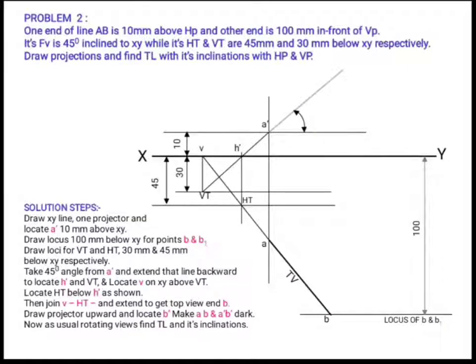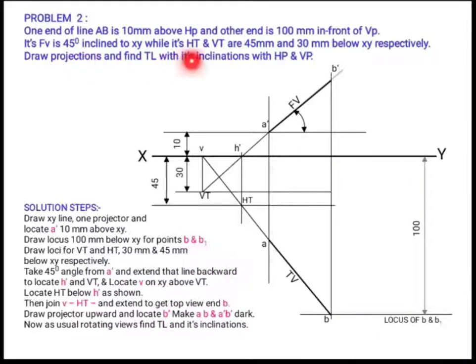Now the line AB will represent the top view of the line. Through B I am drawing the vertical projector and getting the intersecting point on this line, and that point will be B dash. So we got A dash B dash and AB, which are the front view and top view respectively.